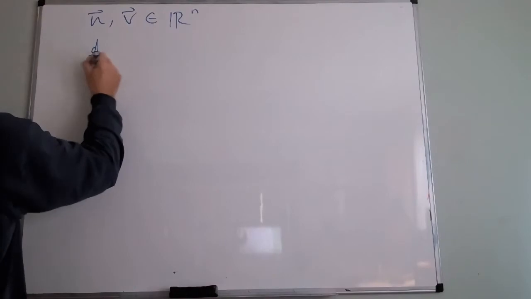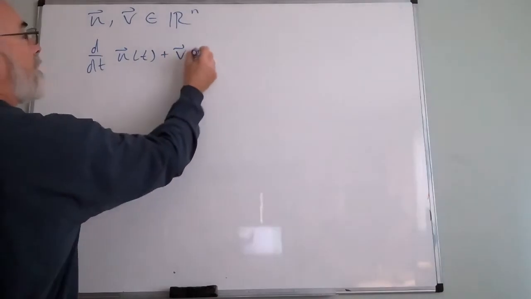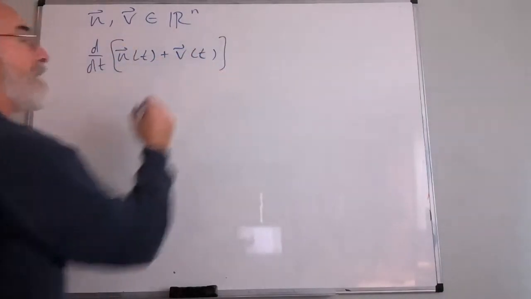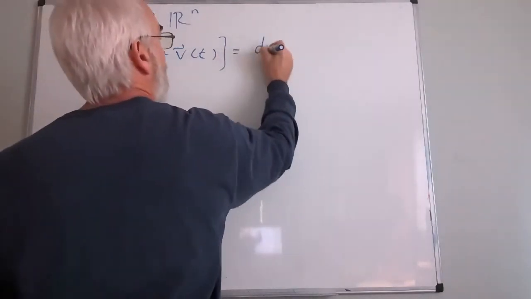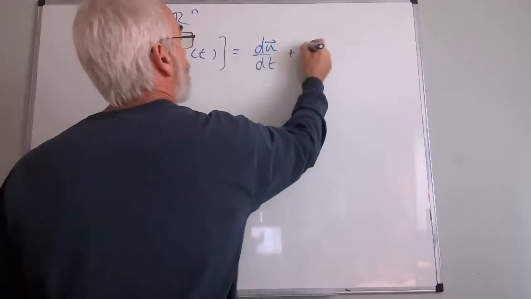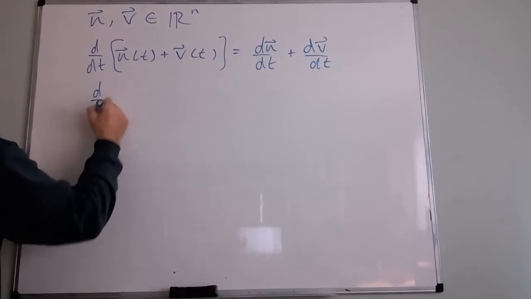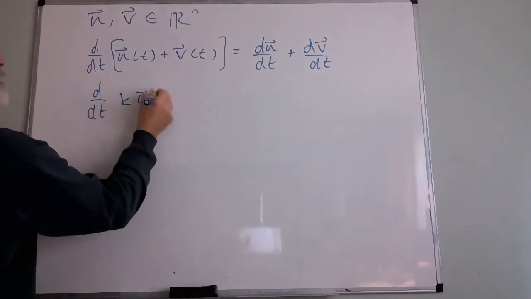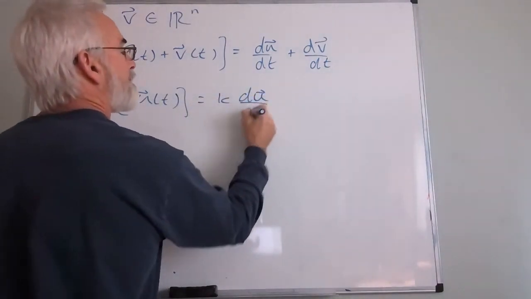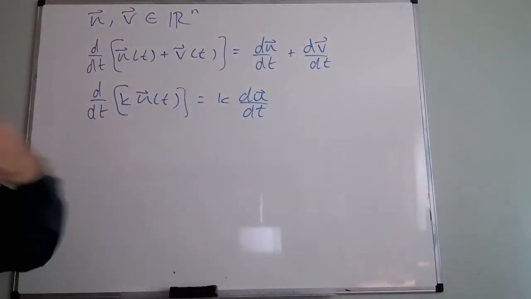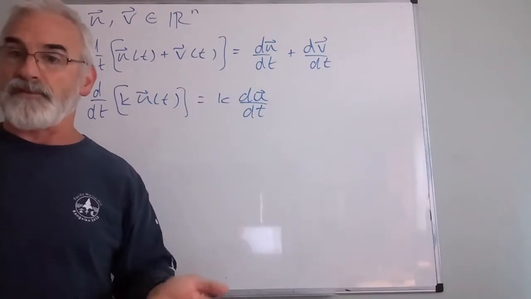Then if I want the derivative of u of t plus v of t, based on how we defined vector addition as the vector of the sum of the components, this is in fact du dt plus dv dt. And if I take the derivative of a scalar multiple of a vector, that is in fact the scalar multiple of the derivative. And all I have to do is put the numbers in to see that that works. These are the same properties that apply to derivatives and integrals from the limits.